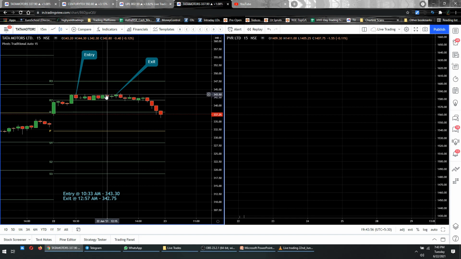But I was expecting this one to go up further. I was expecting it to reach at least 344.50 or 345, something like that. But this was too weak. The volume and volatility were really not sufficient for Tata Motors to pull it up. So I decided to come out of the trade at the 12:45 candle, and the price at which I came out was 342.75. It was a very small loss that I took, around 55 paise.